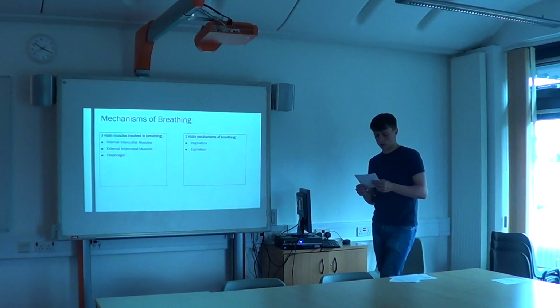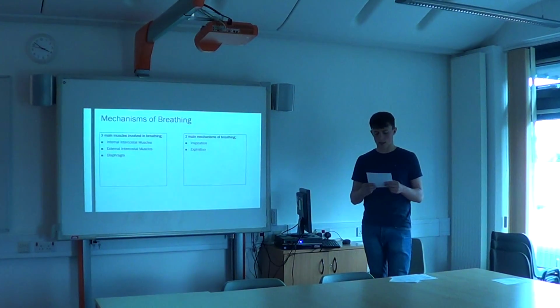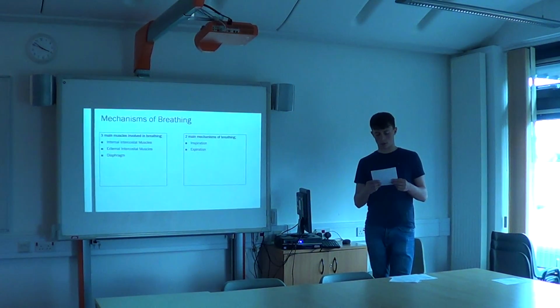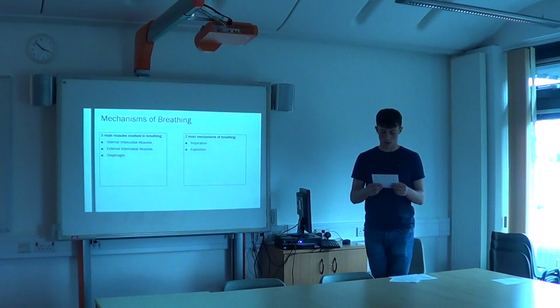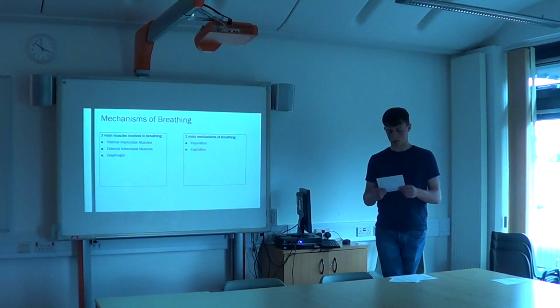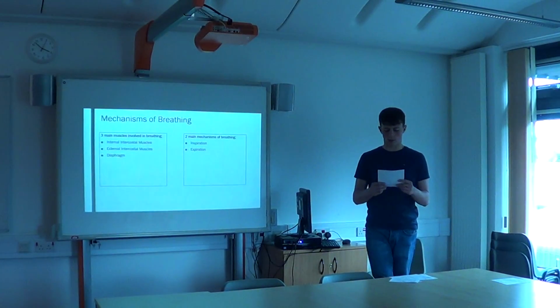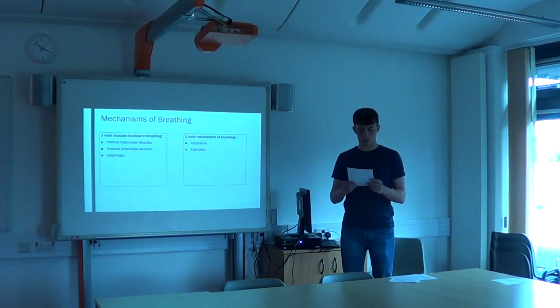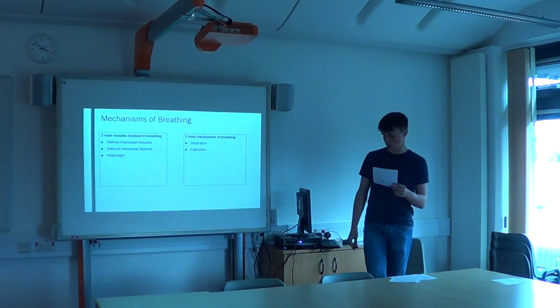At rest, the diaphragm contracts and moves downwards. The external intercostal muscles contract and the internal intercostal muscles relax. This increases the size of the thoracic cavity and forces air into the lungs. During exercise, the thoracic cavity needs to increase further. Other muscles, such as the pectorals and trapezius, now help to raise the rib cage. This enables the thoracic cavity to expand past the normal resting value of 500 ml.